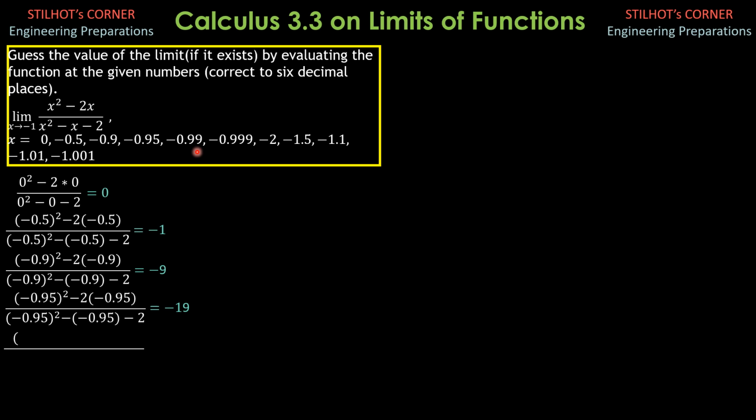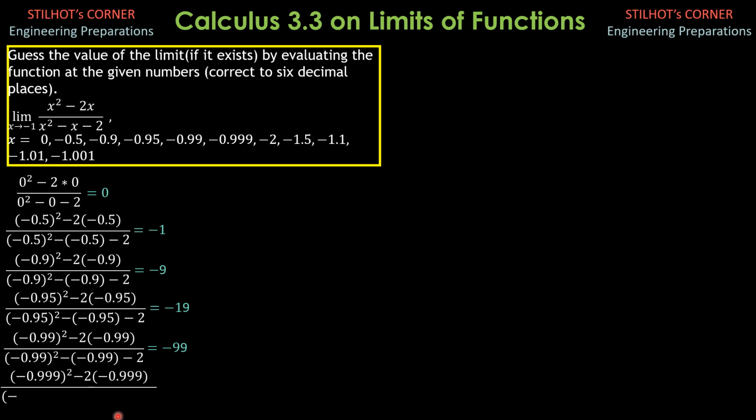Then at -0.99, (-0.99) squared minus 2 times -0.99, all over (-0.99) squared minus (-0.99) minus 2, so it is equal to -99. Then at -0.999, (-0.999) squared minus 2 times -0.999, over (-0.999) squared minus (-0.999) minus 2, so it is -999.